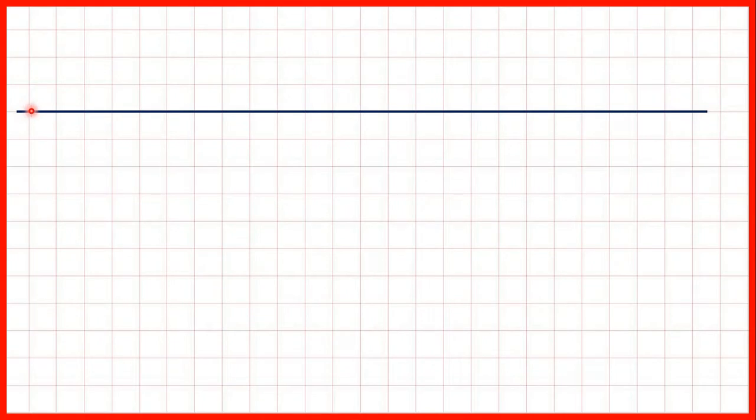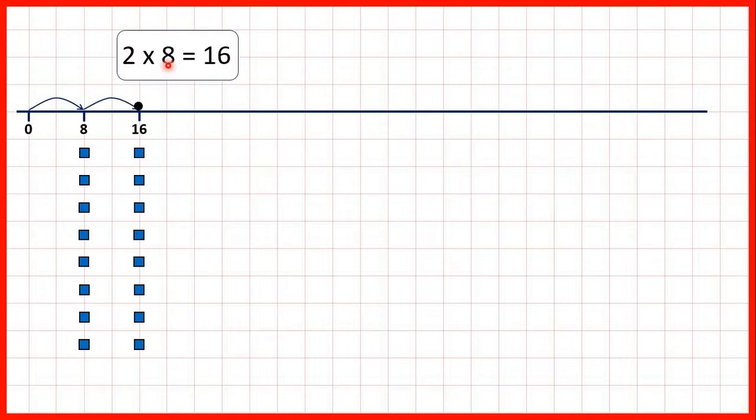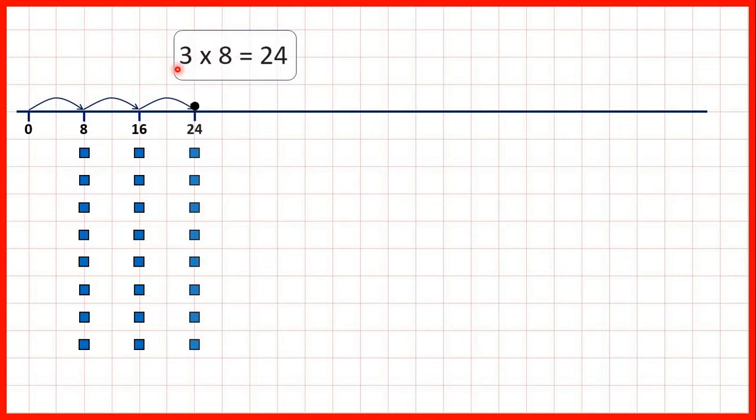Now let's learn our 8 times table. 0 times 8 is 0. 1 times 8 is 8. 2 times 8 is 16, because if we show 2 groups of 8 counters, we get 16 counters altogether. 3 times 8 is 24, because if we show 3 groups of 8, that gives us 24.